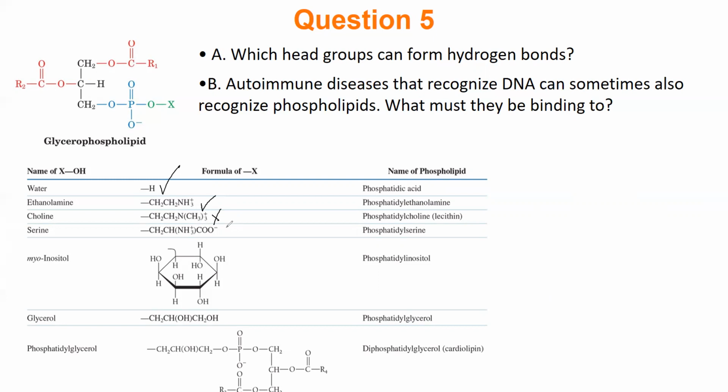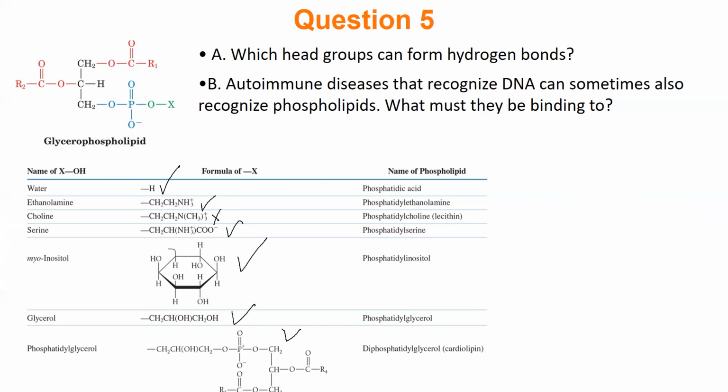hydrogen bond. Serine can, inositol can, glycerol can, and I know this is cut off a little bit, but phosphatidylglycerol can. And phosphatidylglycerol is the weirdest looking head group. It has another glycerol connected with more phosphate. So it's almost like two lipids combined to make phosphatidylglycerol, because this X would just start with a chain of carbons and hydrogens, and lead to another glycerol molecule, another phosphatidylglycerol molecule.